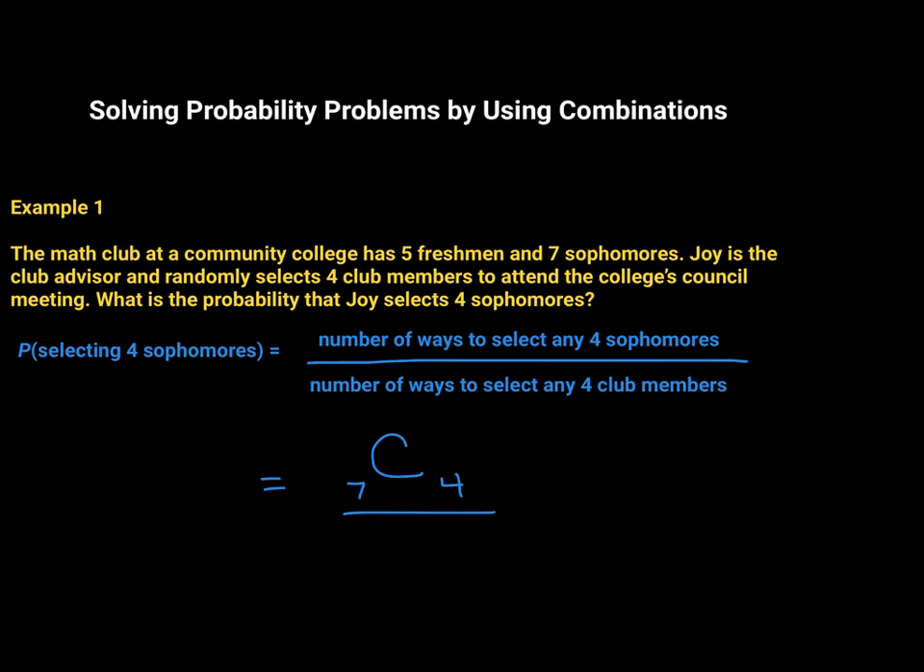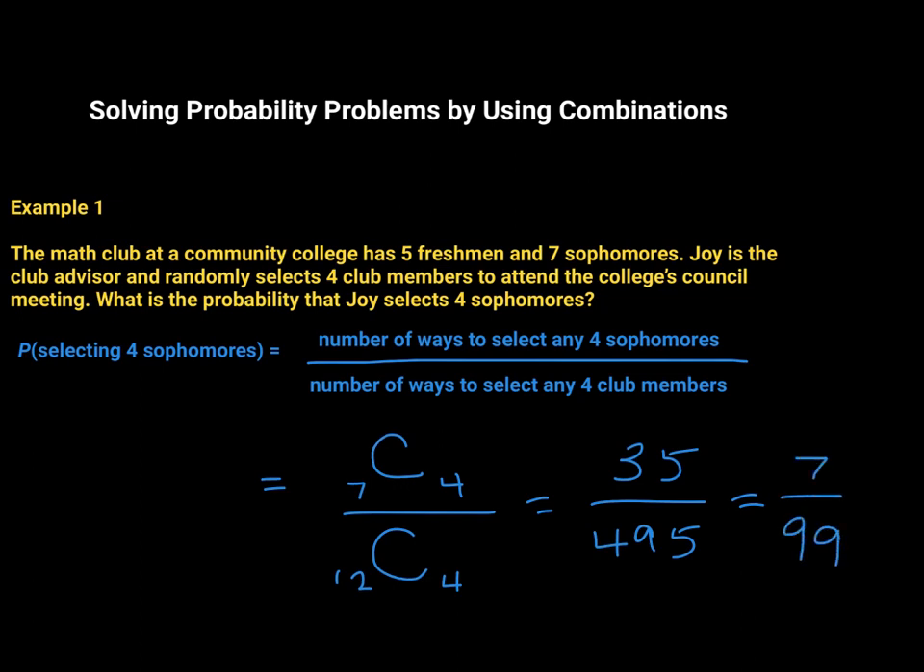Now, for the denominator, the number of ways to select any 4 club members. There are a total of 12 club members, and you're selecting 4 people to go to this meeting. So, selecting 4 out of 12. Now, if you use the formula, this combination is 35, and this is 495. Therefore, the probability of selecting 4 sophomores is, when you simplify, 7 over 99. This is the probability that Joy randomly selects 4 sophomores.